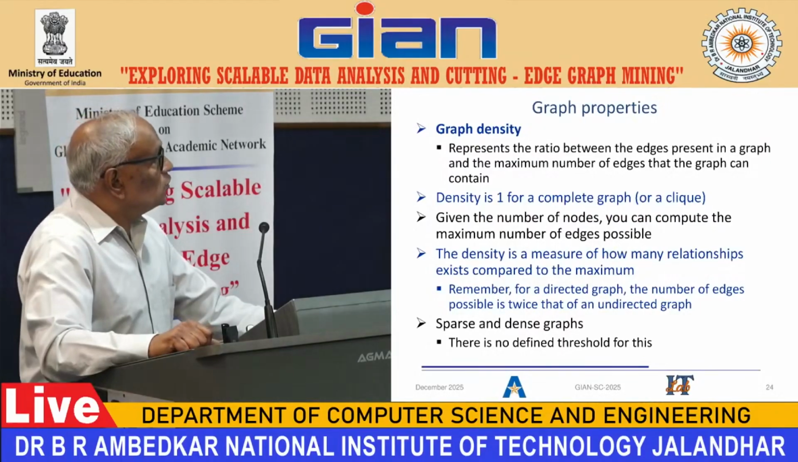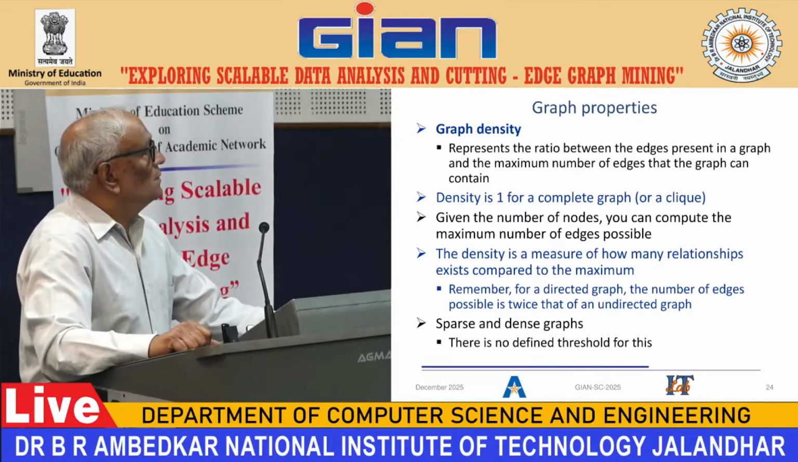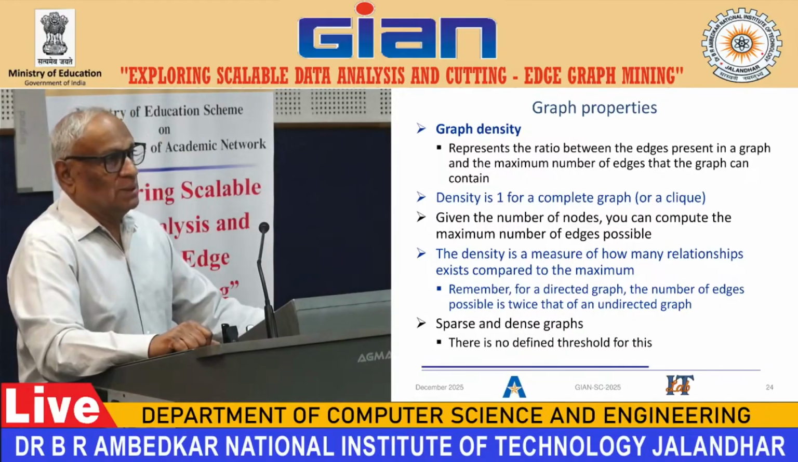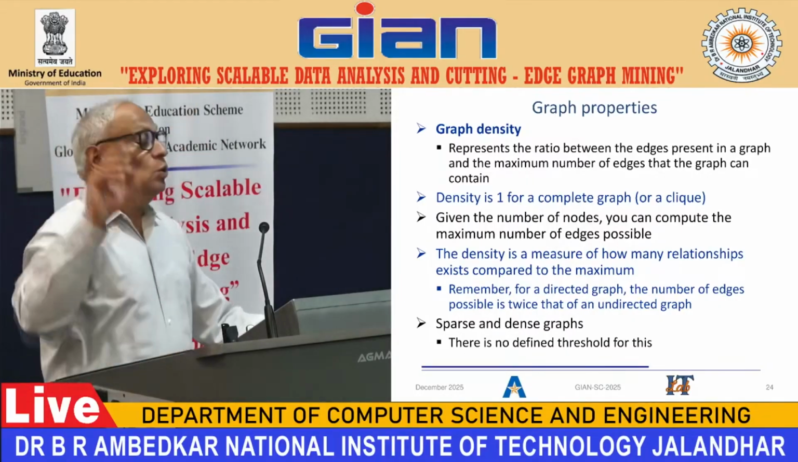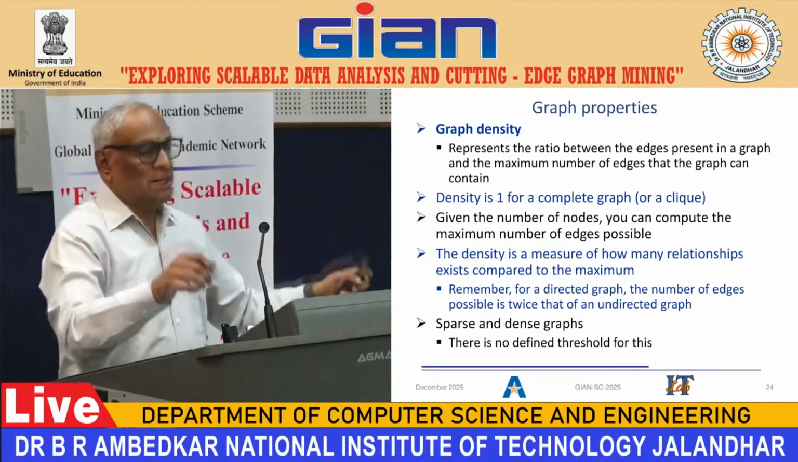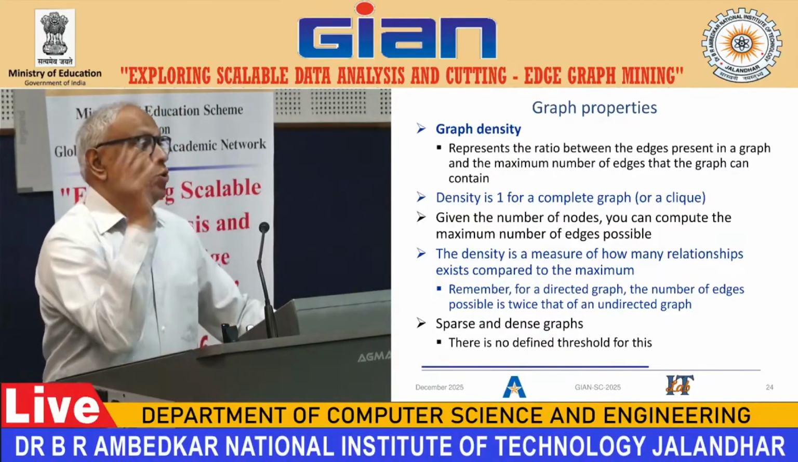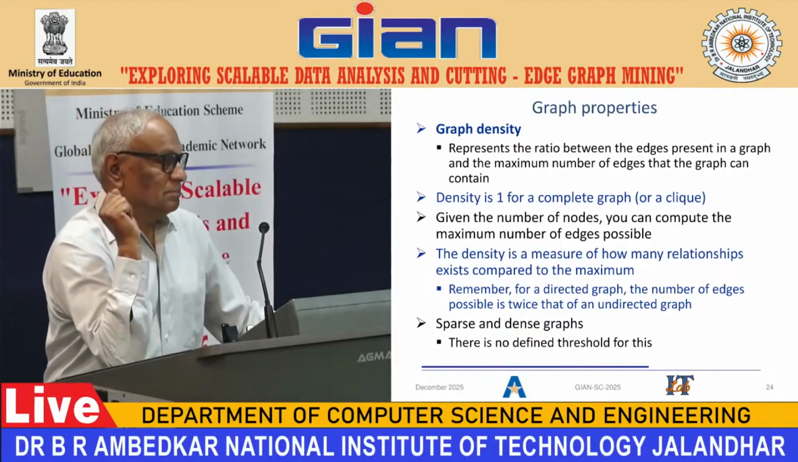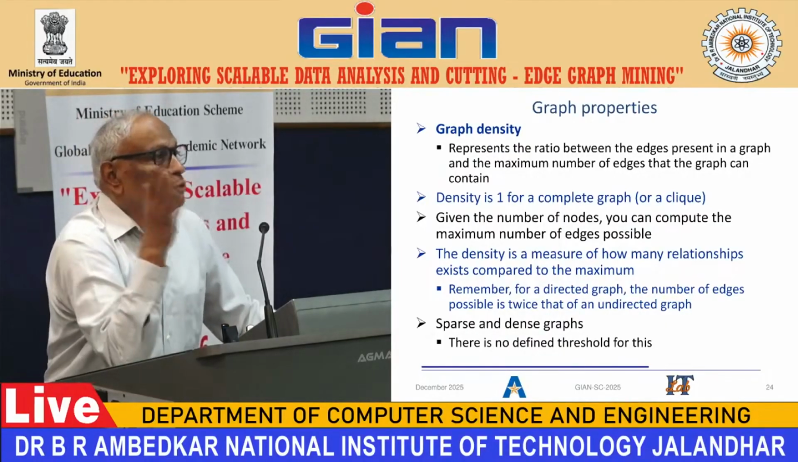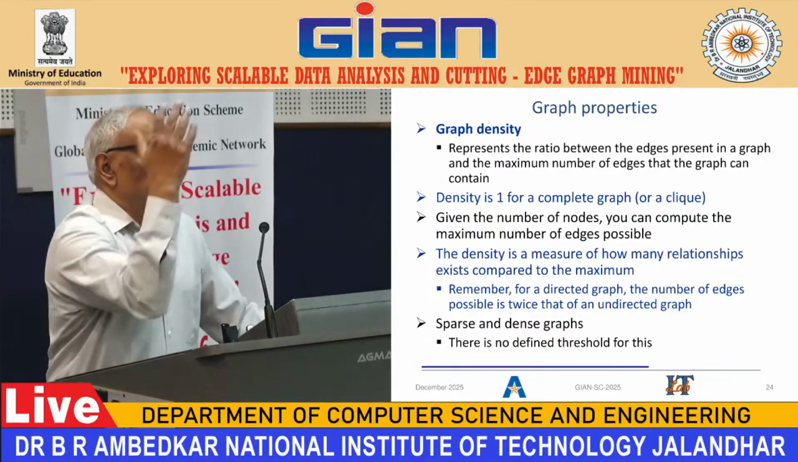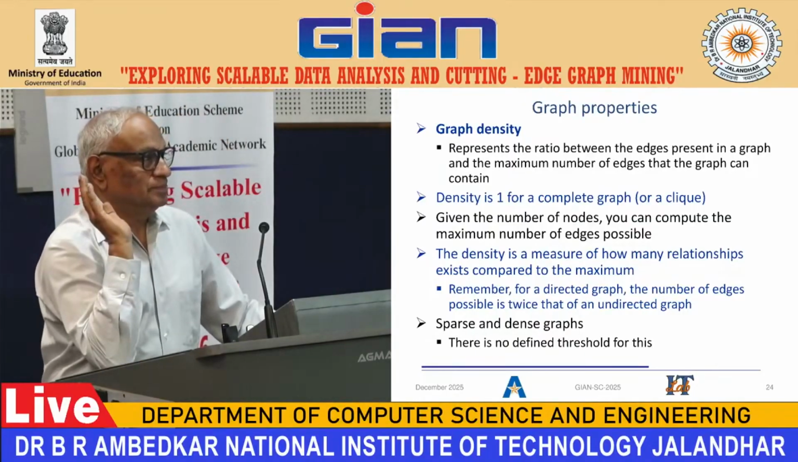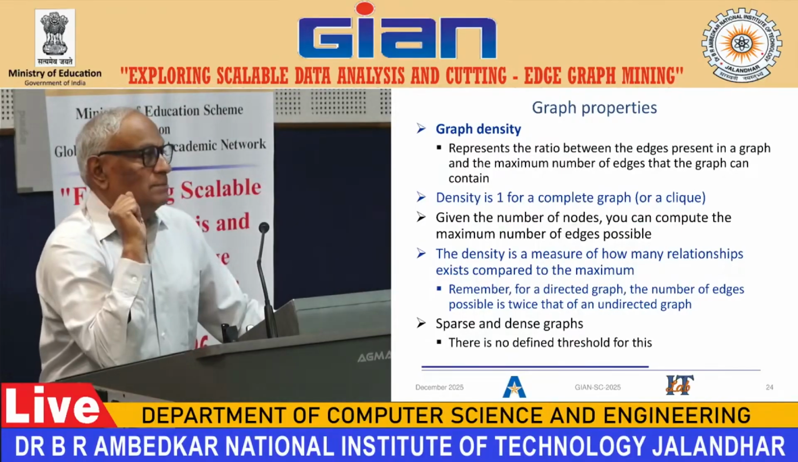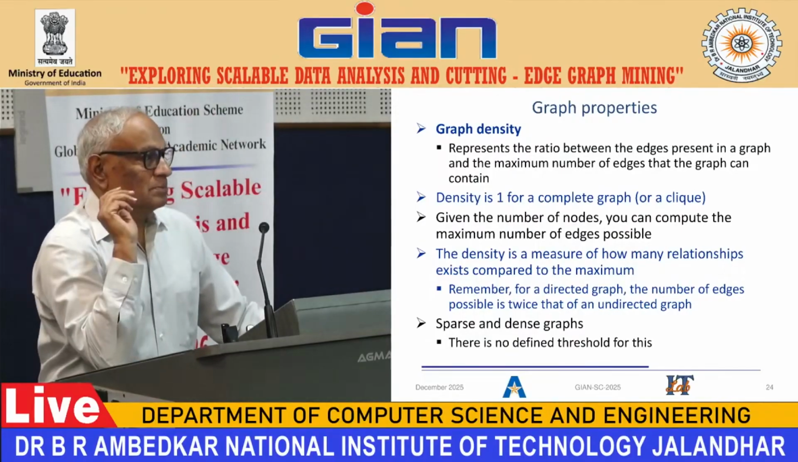It represents the ratio between the edges present in the graph to the maximum number of edges that graph can contain. So if I have 3 nodes, just to take a small example, I know that the maximum number of edges is 3. But if the graph has only 2 edges, then the density is 2 over 3. If it has only 1 edge, then it is 1 over 3.